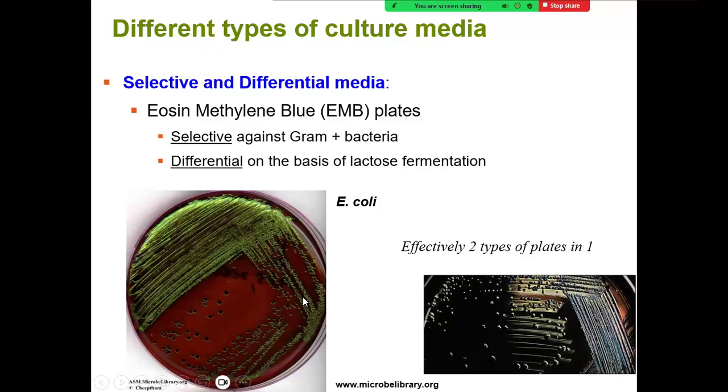If the bacteria can grow on the plate, they are gram-negative, but if they cannot ferment the sugar lactose, they will be their normal color, which here looks like white in color. If the bacteria are off-white normally, then they'll look off-white. So the color will depend on the color of the bacteria. Any question about any of that? So there are selective and differential media, both selective and differential.